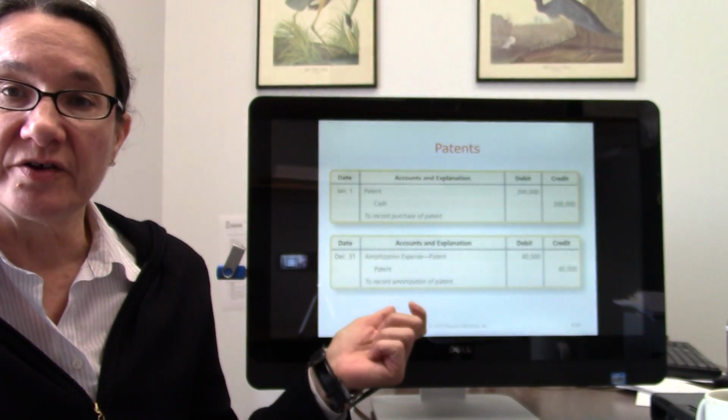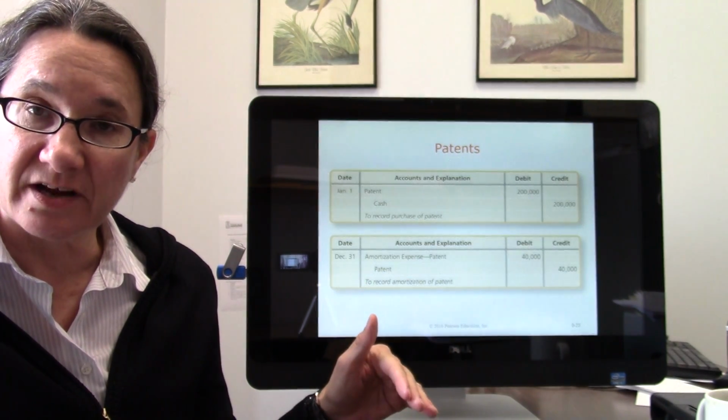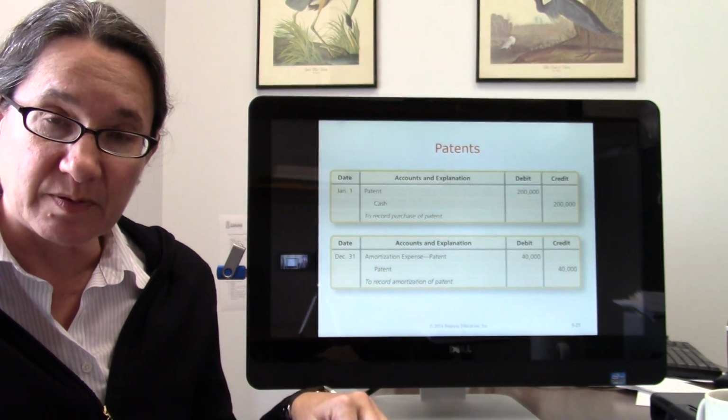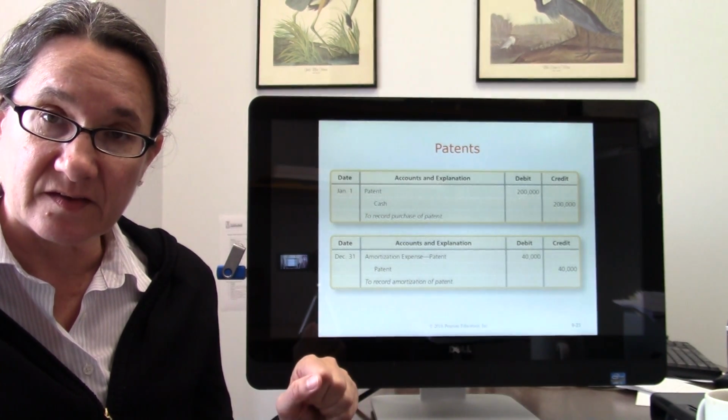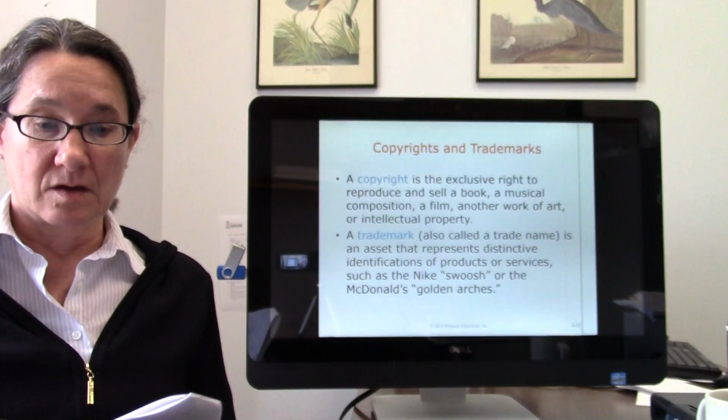Another interesting thing, you'll notice we don't have a separate accumulated account like we do for plant assets or natural assets. It just comes right off the asset.